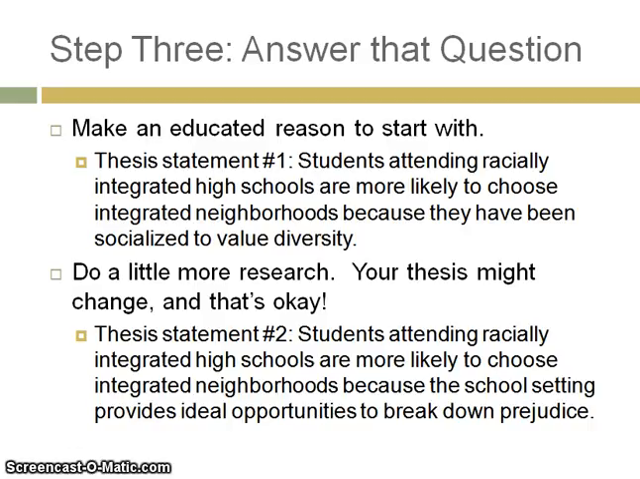So in this theoretical situation, I've revised it to say that students attending racially integrated high schools are more likely to choose integrated neighborhoods because the school setting provides ideal opportunities to break down prejudice. And that right there would be my thesis statement that I'd turn in for the proposal. I'm clearly presenting my topic, and I'm also clearly presenting my position for why I think that happens.